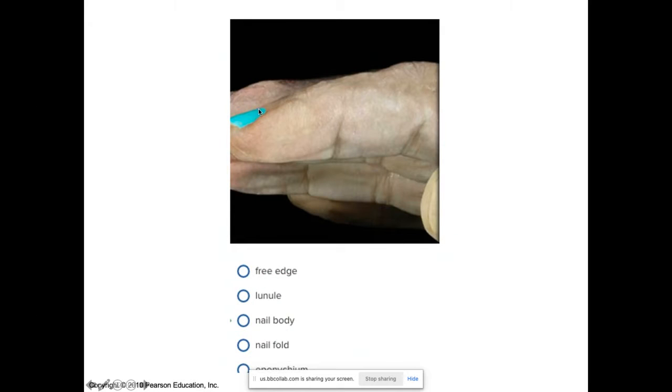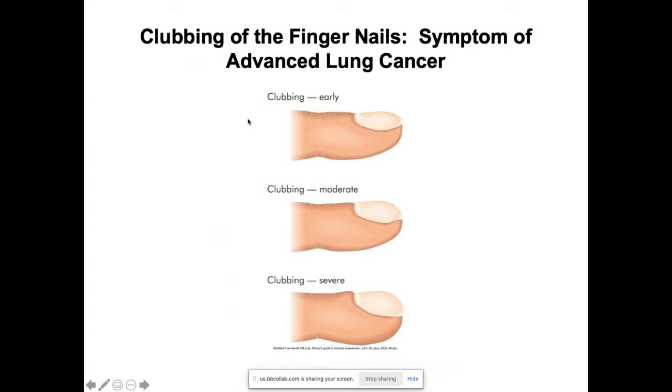Okay, so here, this would be not the free edge, this would be the nail body. That's pretty easy. The nails are kind of neat. The nails is something that I utilize in my practice frequently. It's part of my physical exam. So when I'm meeting a patient for the first time and I shake the hand, I always turn the hand over and I look at the nails, right? I feel the strength of the hand. I look at the back of the hand for hydration. I look at the muscles of the back of the hand, but I'm looking at the nails.